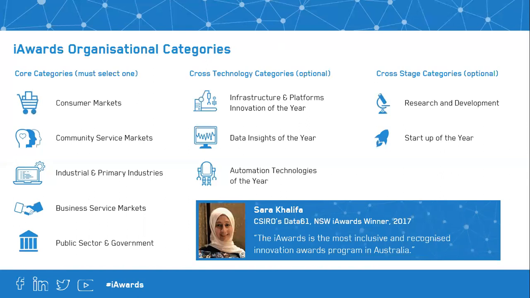So you can either choose a core technology category, which is infrastructure and platforms, data insights, which last year we called big data, or you've got automation technologies, which includes your AIs, your IoTs, and your machine learning, or you can choose a general category to be judged in.